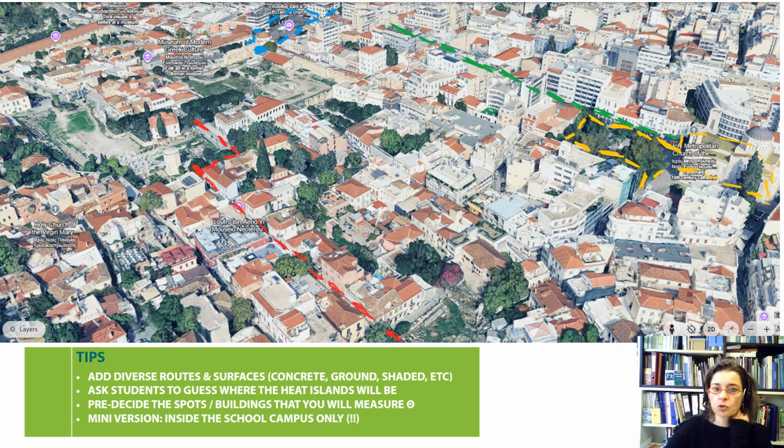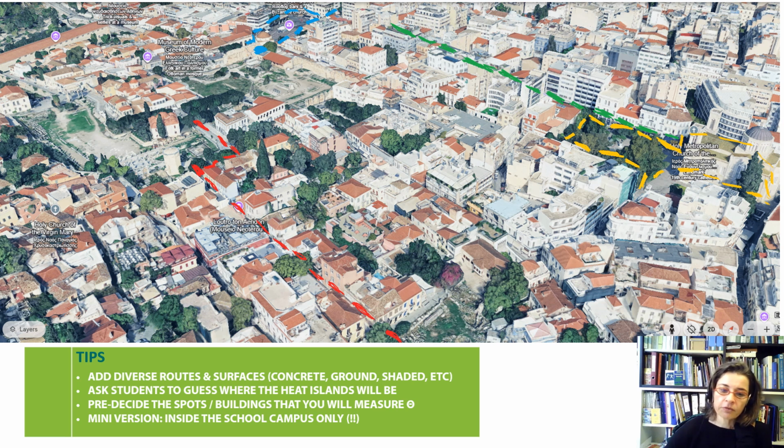And then we have a square here where we have the element of water. You create these routes in advance, and you ask students to guess where the heat islands will be, and together you pre-decide the spots or the buildings, the exact buildings where you take the measurements.